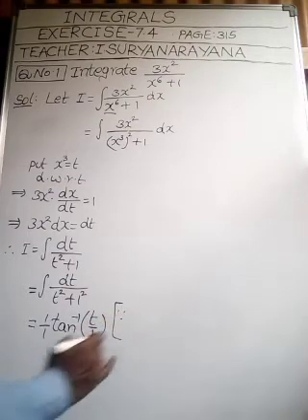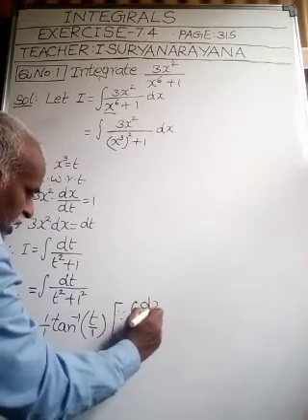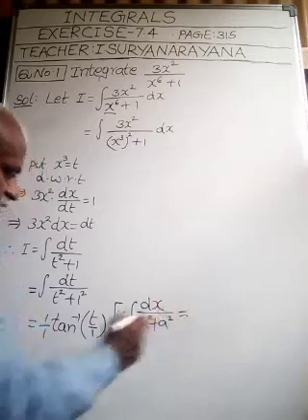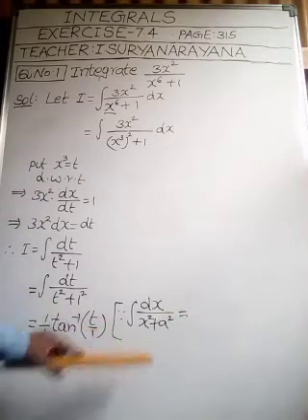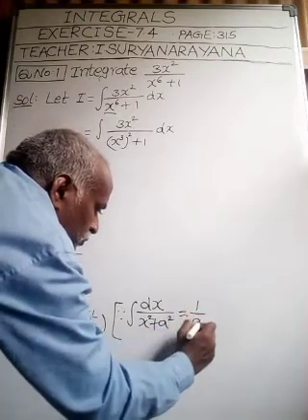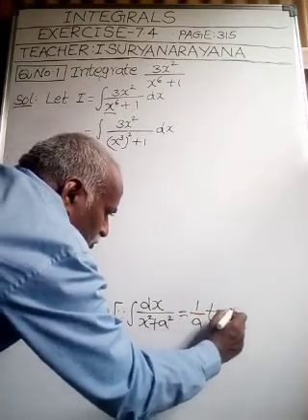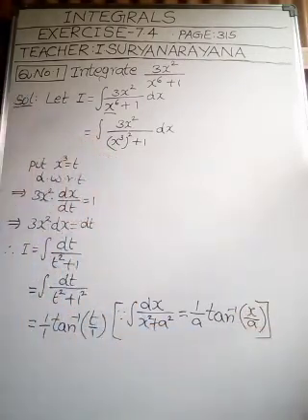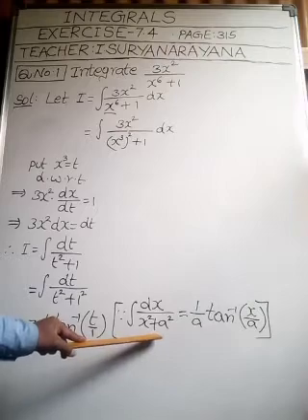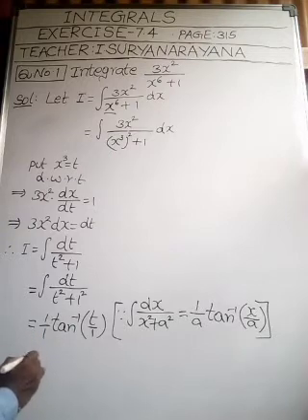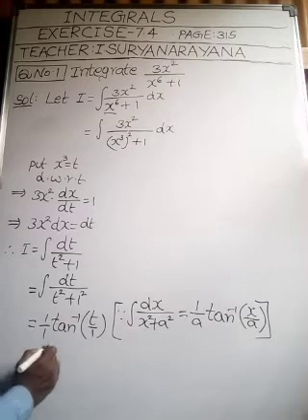We write the formula: integral dx by x square plus a square is equal to 1 by a tan inverse of x by a. By using this integral formula we wrote this step. Understood this step, my children? Right. 1 by 1, what will you get? 1 only. So no need to write 1. Tan inverse t.